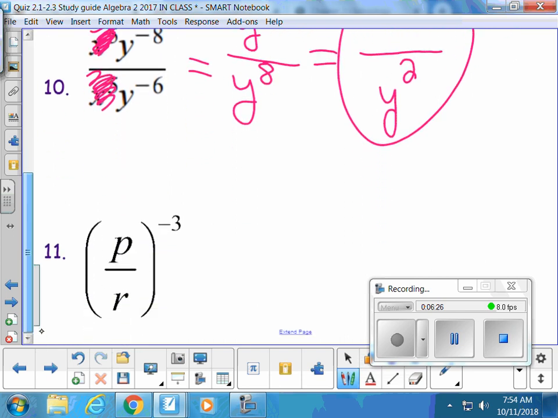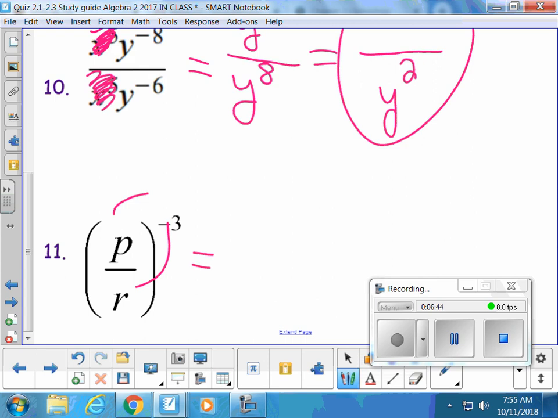All right, number 11. A couple ways of doing this. You could either flip it originally and make that exponent positive right off the bat, or you can distribute the negative and worry about flipping later. So let's vote. Who wants to flip first? Who wants to distribute and then flip later? Definitely more people voted that way.